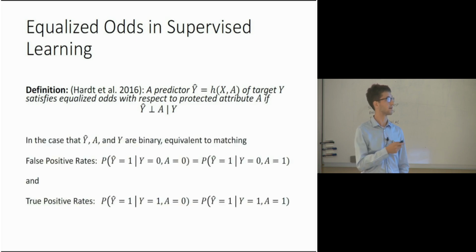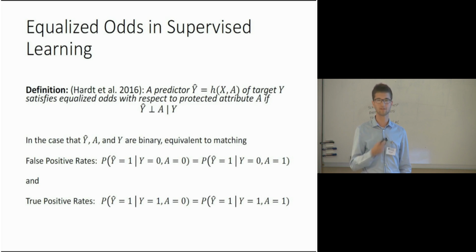Similarly, in the case that the predictions, A, and Y are all binary, which it will be in this talk, this is equivalent to requiring that the false positive rate is the same both when A equals 0 and when A equals 1, and similarly for the true positive rate. And this is the view that will be most commonly referred to in this talk.